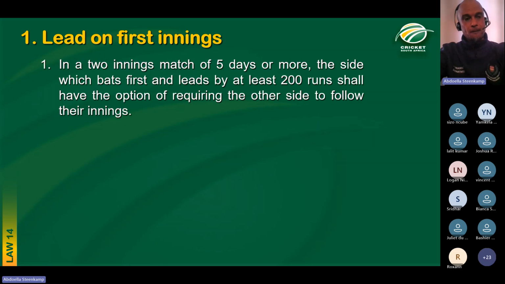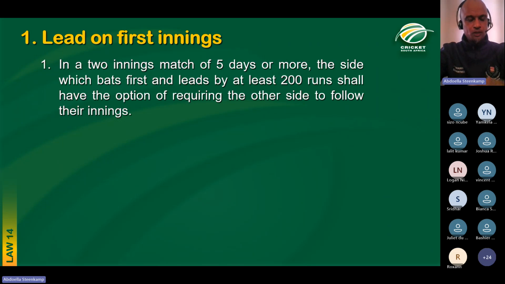So India go bat first. India scores, or let's say they get dismissed for 600. So 600 all out. Sri Lanka now goes into bat. India dismiss Sri Lanka for 350 runs. So now you need to ask yourself the question: what the law tells us is, if a side leads by at least 200 runs, the captain has the option to ask the other side to go bat again.